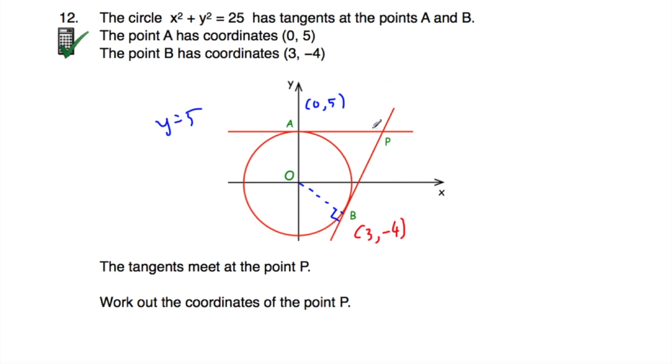And once we know the equation of the tangent at B, we can then put it equal to the other tangent. As long as they're both y equals and y equals, you can put them equal to each other and solve it, and you'll be able to find the coordinates of the point P. Okay, so let's find the equation of this tangent at B. So let's find the gradient here.